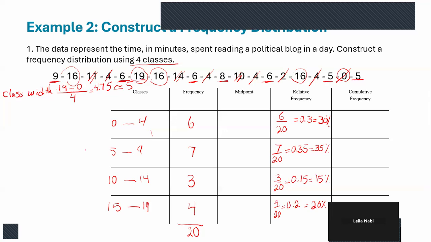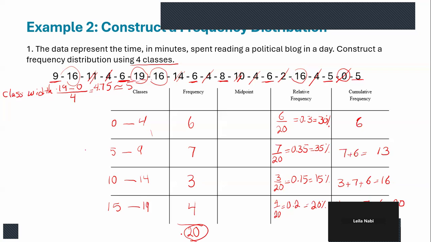To find the cumulative frequency, I need to add the frequency of each class to all the previous ones. So 6, the first frequency, doesn't have any previous classes, so we'll just keep it the same. But the 7, which is the second frequency, must be added to the previous one, which is 6. And 7 plus 6 is 13. 3 as the third frequency must be added to all the previous ones, which is 7 plus 6, which is 16. And the last frequency, which is 4, must be added to all the previous ones. And it must add up to 20. It must be the same as the sum of all the frequencies.